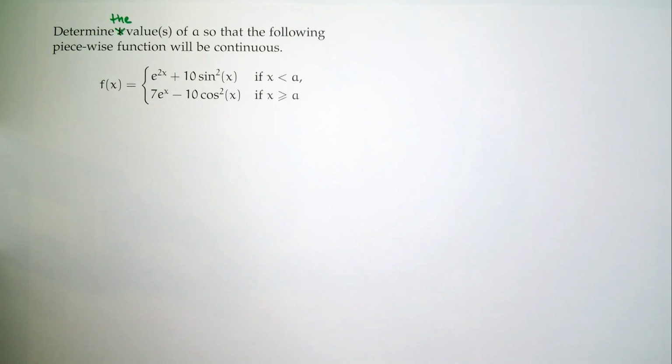Let's start with the problem, like we often do, because life is full of problems. But thank goodness we have math to help answer our questions. Determine the value, or possibly values, of A so that the following piecewise function will be continuous. Now we saw examples of this where it says, oh, find A. But what's going on here?